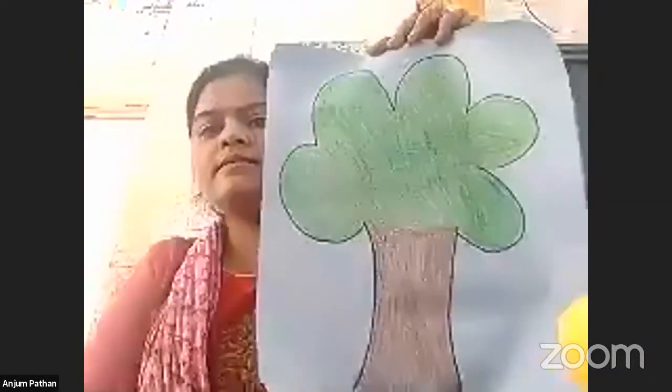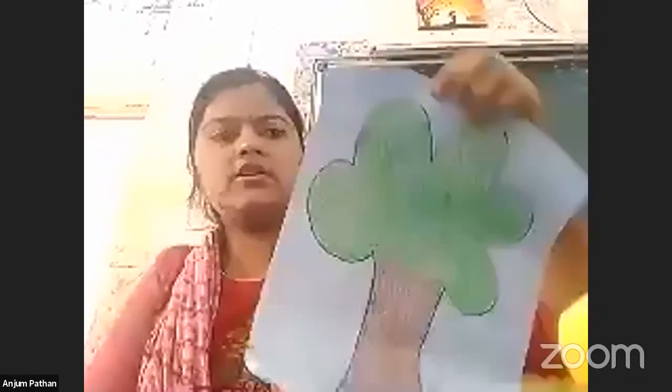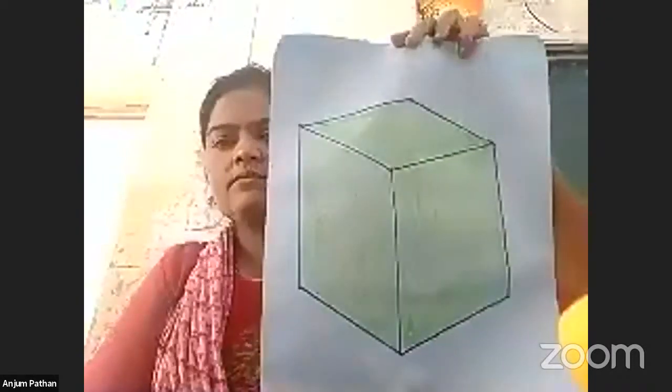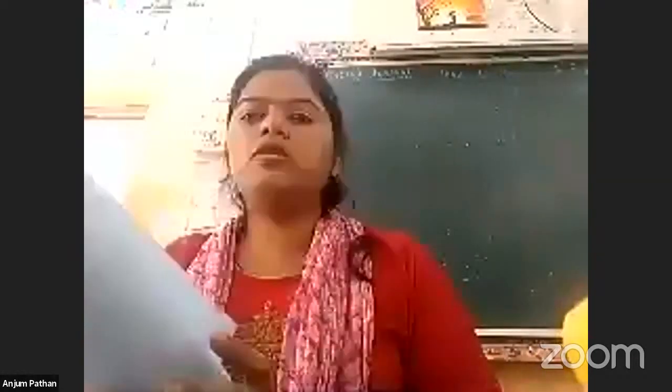What is this? 1 tree. Very good. Now, last picture. 1 cube. Very good. So students, you know numbers and you know how to count things. Today we revise our English topic, which is named one and many.